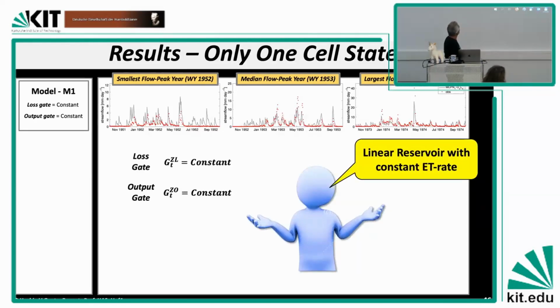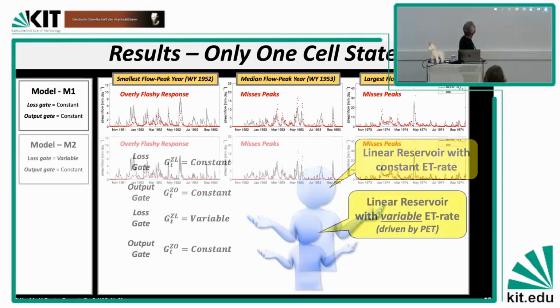And this first model, I'm going to keep the gates constant, like we do in a linear reservoir type of approach. So no variable, I'm not going to learn the gates. I'm just going to learn weights like in an artificial neural network that are constant. And that's like a linear reservoir with a constant rate of evapotranspiration. And you can see, I hope you can see, you got pretty flashy response. You're not doing very well at all, whether you're on the dry year or the medium year, and you're not doing too well on the wet year. You're missing these peaks that you want to predict.